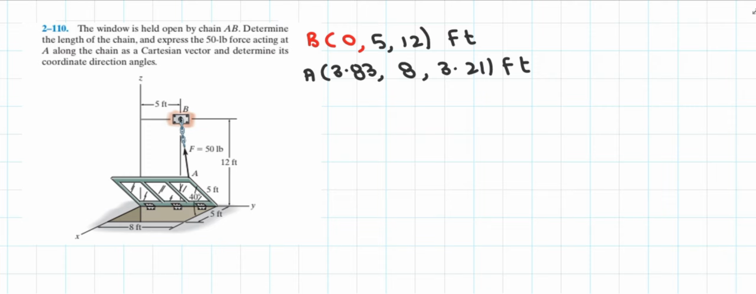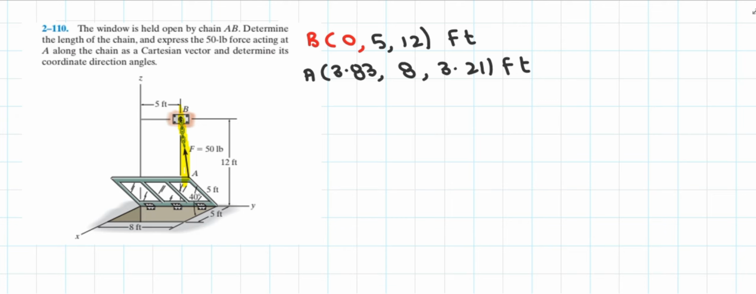Now we have found the location of points A and B. The question demands that we find the length of the AB chain. So this length right here, the yellow one, is what we are interested in finding. Before we find this length, firstly we need to find the position vector. And if we take the magnitude of the position vector, the magnitude represents the length of the AB cable.